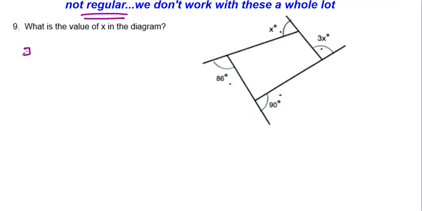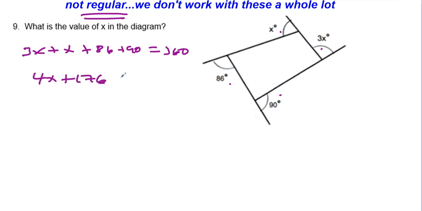So I have 3x plus x plus 86 plus 90 is equal to 360. That's 4 x's. That's going to be 176. Someone can check that with a calculator for me real quick. Is equal to 360 degrees. Subtract, that's going to be 184. All right. So 4x is equal to 184.